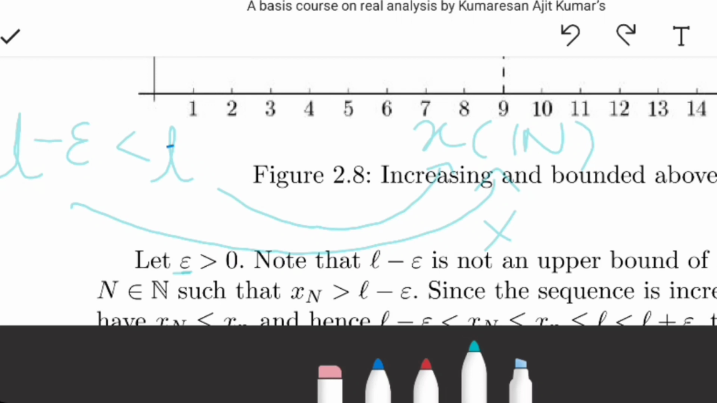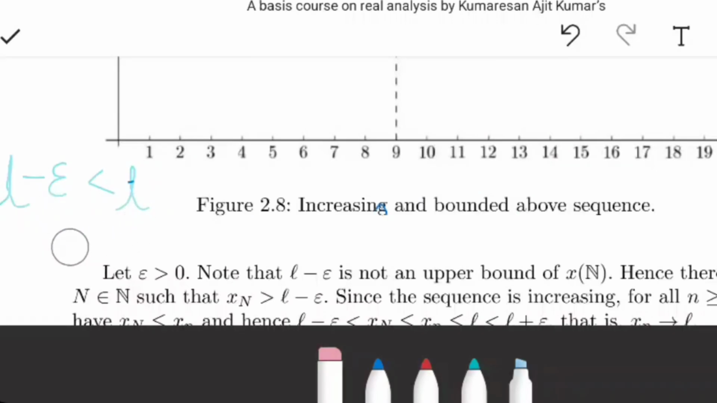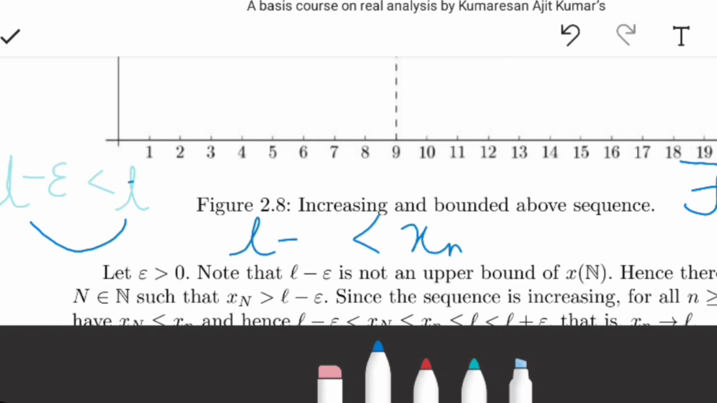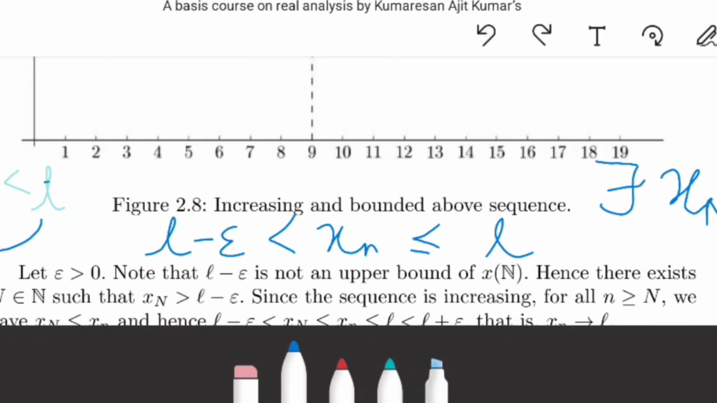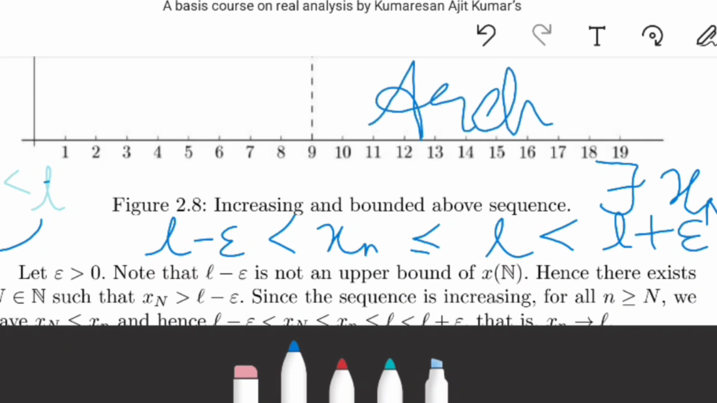So this is the intuitive idea. Now what I am going to say is there exists something in between, some element of Hn between L minus epsilon and L. So I denote it as: there exists a capital N such that HN will be greater than L minus epsilon, but it will obviously be less than or equal to L since L is the least upper bound. Hence I can also say that it is strictly less than L plus epsilon. We already saw this in the Archimedean property, which we used to prove that L is the least upper bound.